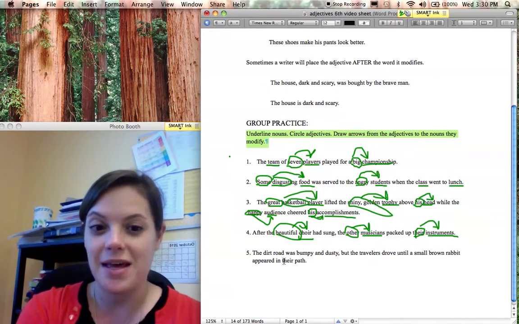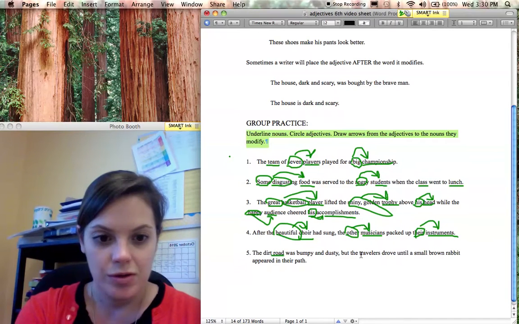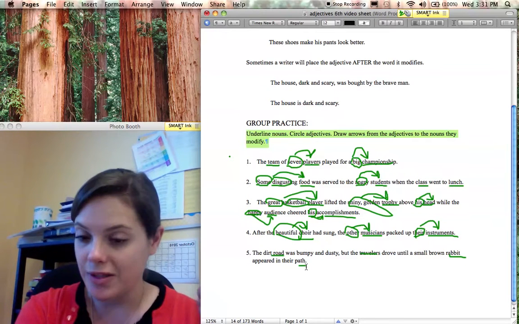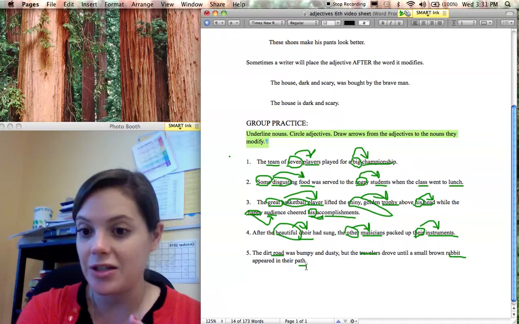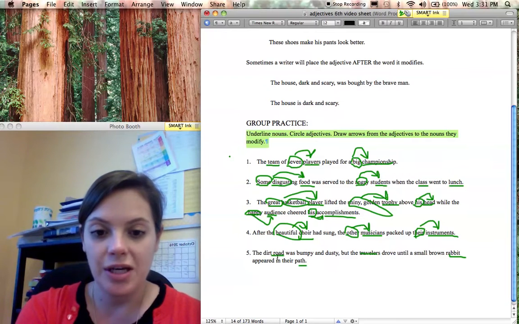All right, so same thing. We're going to look for nouns first. So I got road, travelers, rabbit, and path. So I'm going to look once again at the words around each noun, okay, and see if we have anything describing them. So let's look at road first. It looks like I have dirt telling me what kind of road it is.